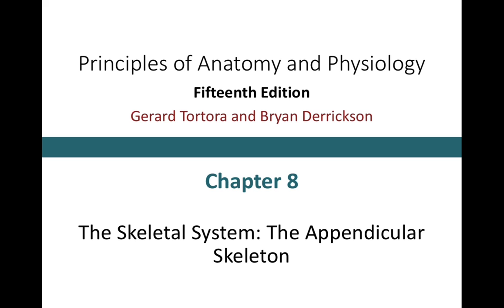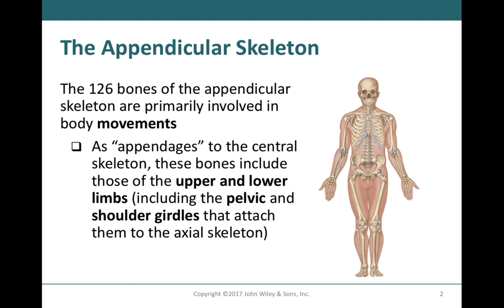The appendicular skeleton is made up of the shoulder girdle, the pelvic girdle, as well as the bones of the arms and the legs. We call it the appendicular skeleton because it refers to our body's appendages. The appendicular skeleton will include 126 bones and the rest of the bones that we did not discuss in Chapter 7 under the axial skeleton.